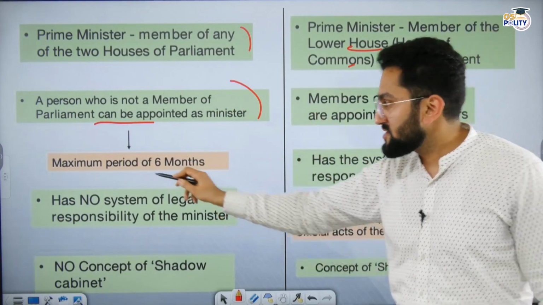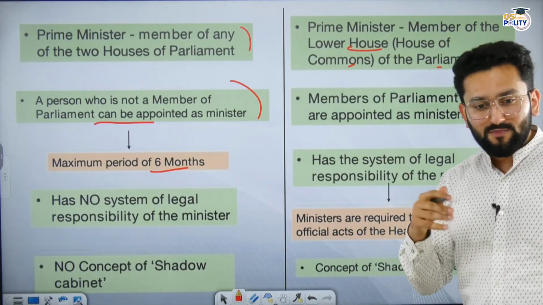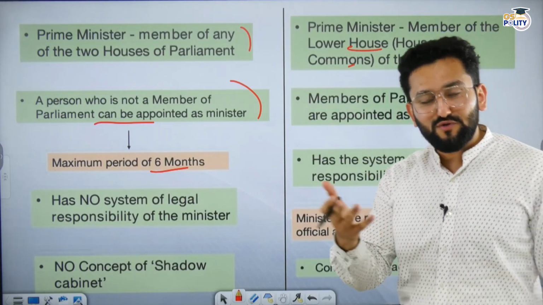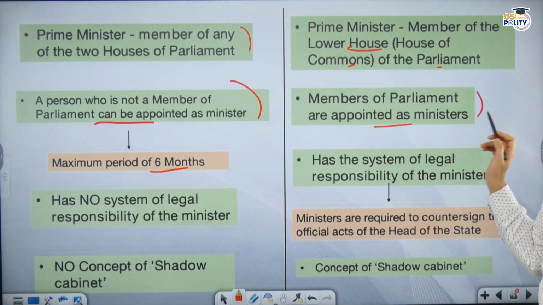A person who is not a member cannot be appointed as minister. The only exception, as I told you, is this 6-month period, right? Like Satyendra was appointed as minister of which ministry? Ministry of Youth Affairs, right? Now, members of parliament are appointed as ministers.